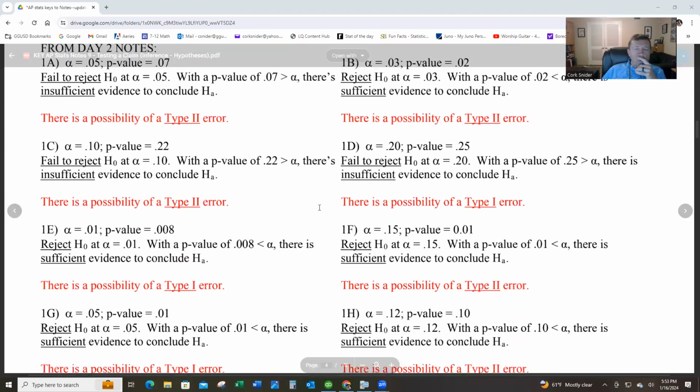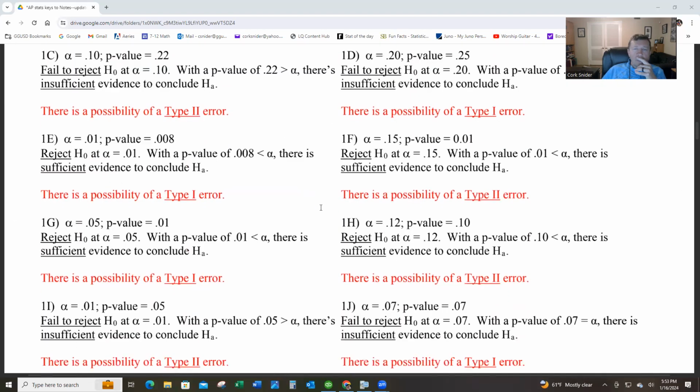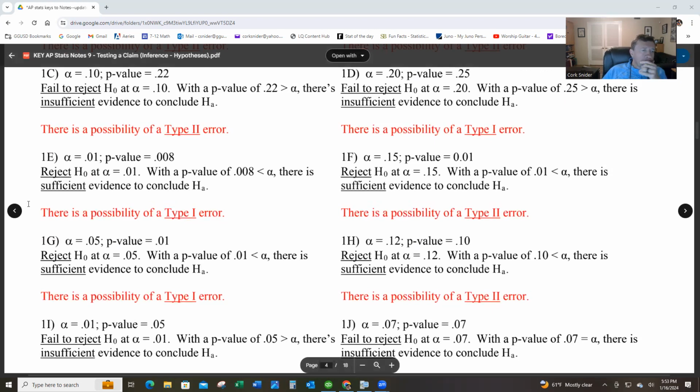Now let me go to 1C and 1D. So here we go. For 1C, alpha is 0.1. That's a really high alpha, easy to prove. But your p-value came in bigger than that. So the p-value isn't low, it's high. So this is a failure to reject H0. You did not get enough evidence. Remember, this means there's a 22% chance we would get this data by chance, even if H0 is true. Because it's higher than alpha, there's insufficient evidence to conclude HA. That's a possible type 2 error.